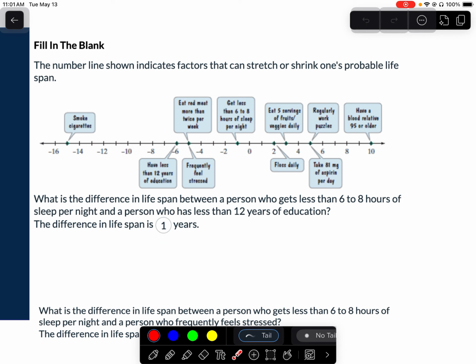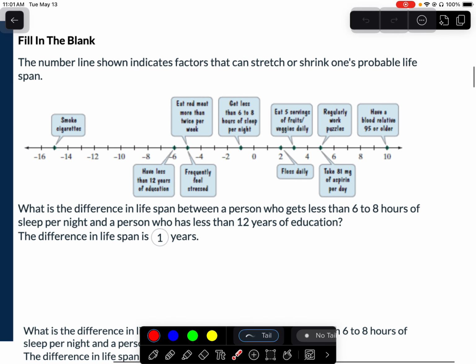Okay, so let's look. It says the number line shown indicates factors that can stretch or shrink one's probable lifespan. Anytime I'm given some type of graphic that I need to interpret, before you really jump in and read the question, analyze what it's showing you. If you smoke cigarettes, it's going to take 15 years off of your life. See how that number is negative? We get more negative to the left and more positive to the right.